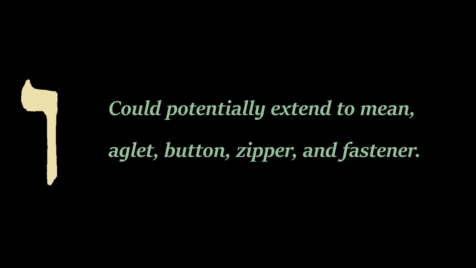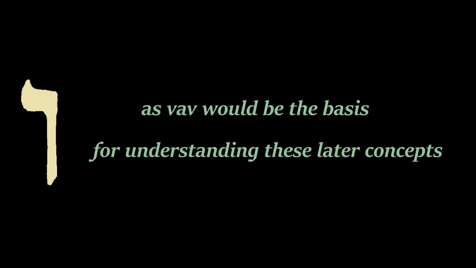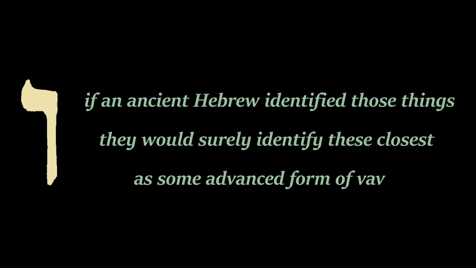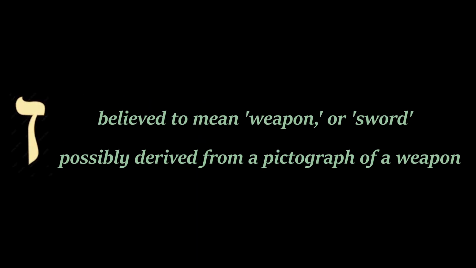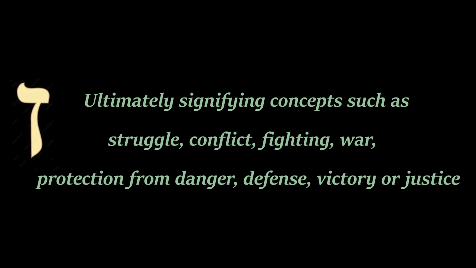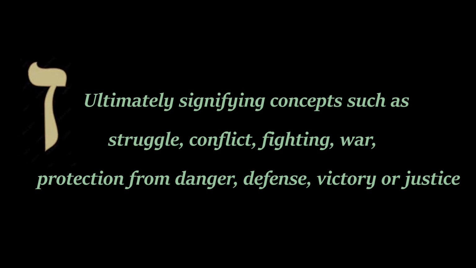Could potentially extend to mean aglet, button, zipper, and fastener, as vav would be the basis for understanding these later concepts. If an ancient Hebrew identified those things, they would surely identify these closest as some advanced form of vav. Number 7, Zayin, believed to mean weapon or sword, possibly derived from a pictograph of a weapon, ultimately signifying concepts such as struggle, conflict, fighting, war, protection from danger, defense, victory, or justice.